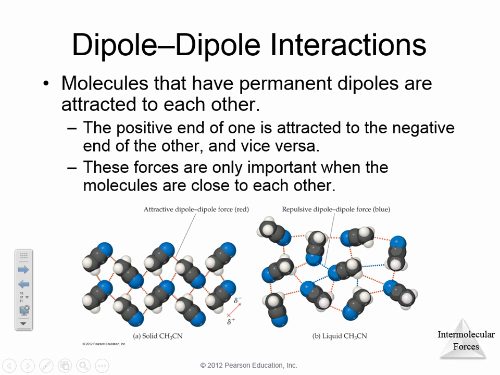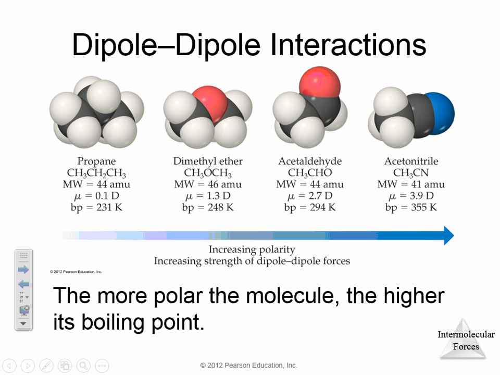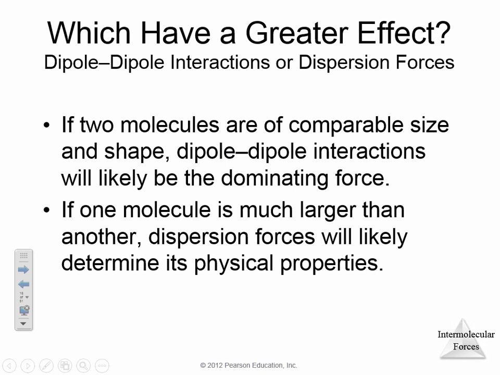Now we have things called dipole-dipole interactions, which is just a permanent dipole on an atom. Now, permanent dipoles happen on atoms all the time. For example, water is a very polar molecule. It's going to have a dipole where one part of the atom is positive and one part of the atom is negative. Now, when this happens, it's going to attract like molecules. Well, how is it going to attract like molecules? Because the positive end is going to be attracted to the negative end. The more polar the molecule, the higher its boiling point.